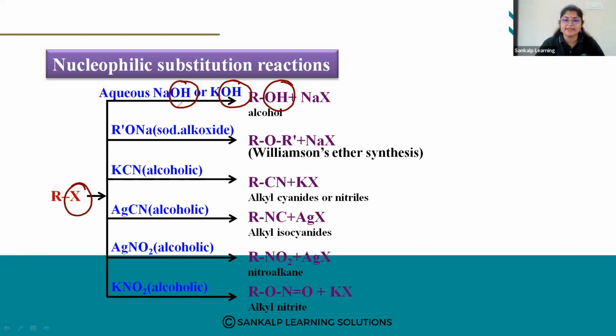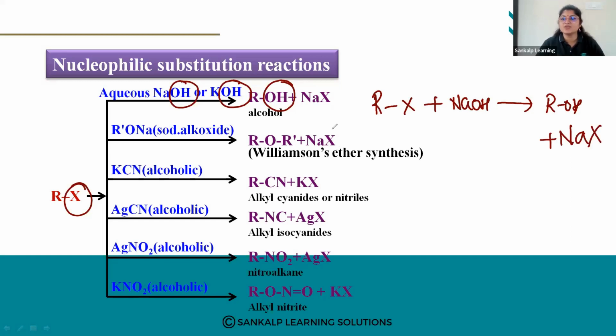Okay, so what is here? RX plus NaOH gives ROH plus NaX. Okay, so this is our reaction. So this is a nucleophilic substitution reaction. So alkyl halide is treated with sodium hydroxide. So this is the nucleophile and it is replaced. So this is a nucleophilic substitution reaction.